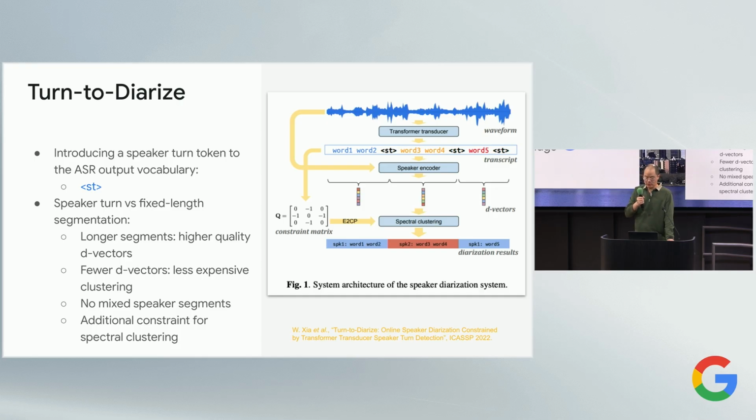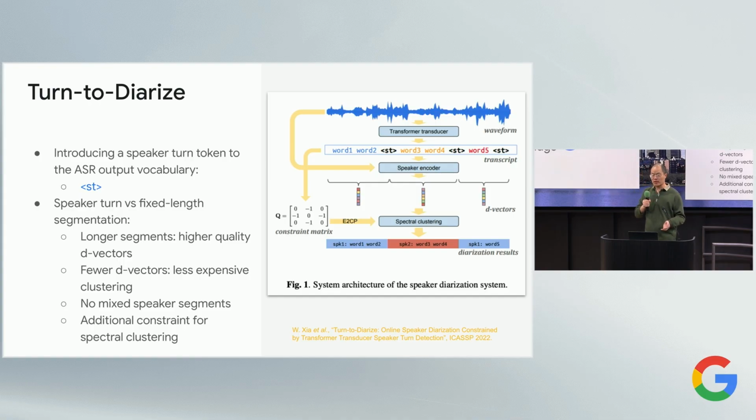So we introduced this algorithm called Turn-to-Diarize. In this framework, we only introduce one single additional token into the ASR output vocabulary. That's the speaker turn token. And we just model the joint ASR and speaker turn prediction problem as a single standard ASR pipeline. With the speaker turn, the rest of the diarization pipeline is pretty similar to the standard conventional approach. The only difference is that now we extract a speaker embedding for each speaker turn instead of from each fixed-length segment. And there are multiple benefits of doing that.